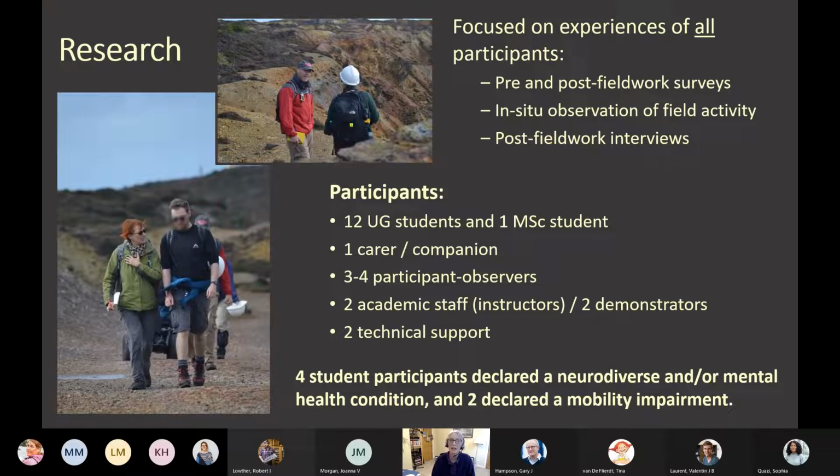We had a carer companion for one of our autistic students. We had between 3 and 4 participant observers, academic staff from other universities who had joined us to learn and to observe. We had 2 academic staff acting as instructors, Jackie and Dan, 2 demonstrators, and a couple of technical support. What I'm going to be doing in the next few slides is talking through some key aspects of the design and delivery, and I'm going to intersperse this with some data and some student quotes just to give a flavour of their experiences.